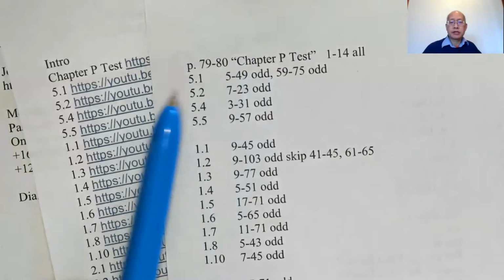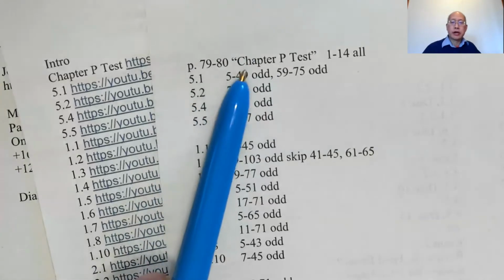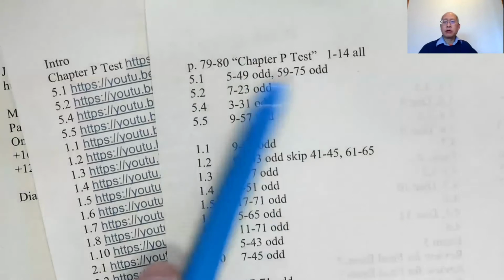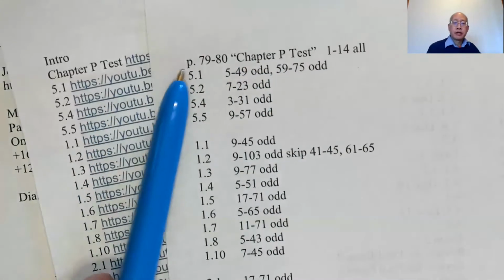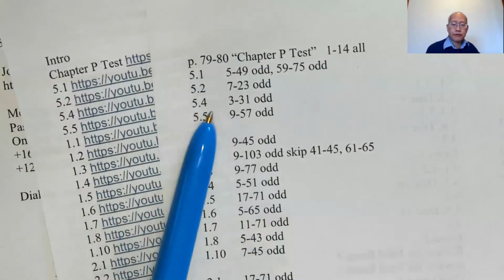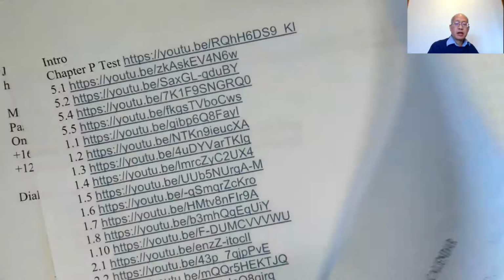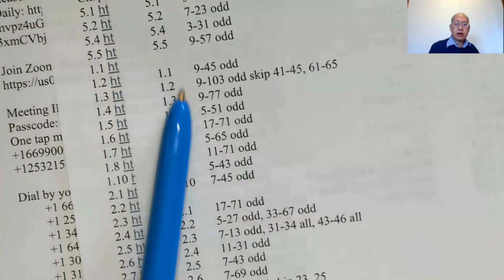So rather than doing section 1, 2, and so on, I just went right back to the end and have you do 1 through 14 all for the chapter P test. But this is what you're responsible for the first test, and you turn in all of this homework on the day of the first exam. Okay. And then the second test, you turn in all of this.